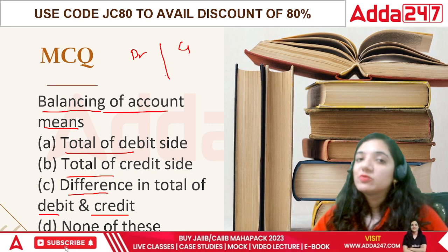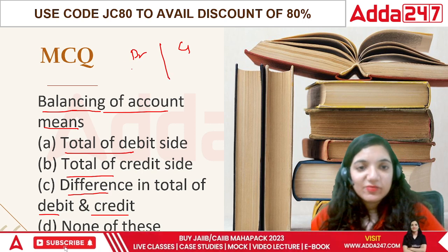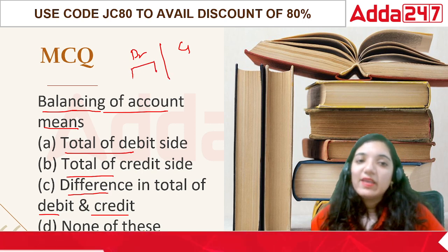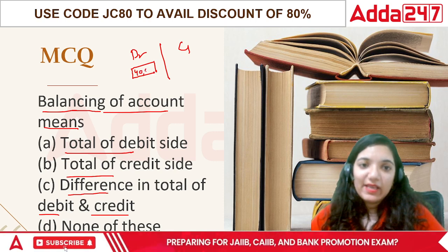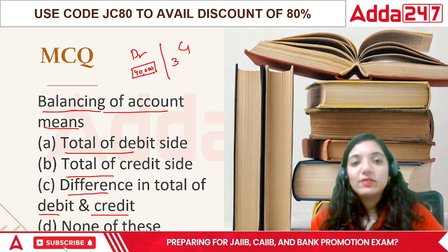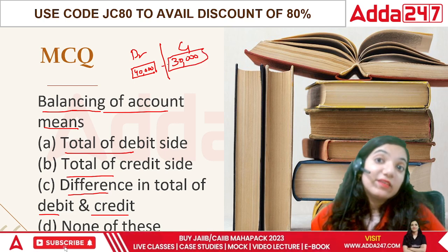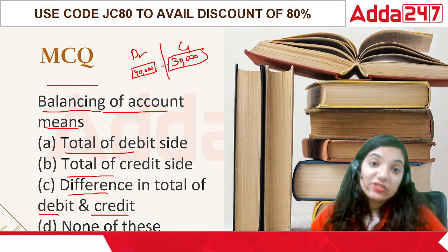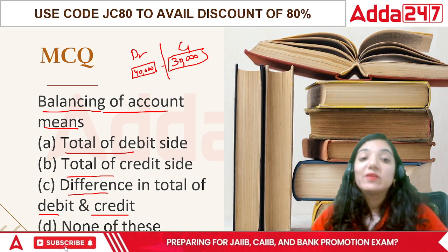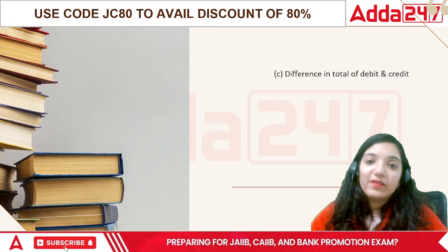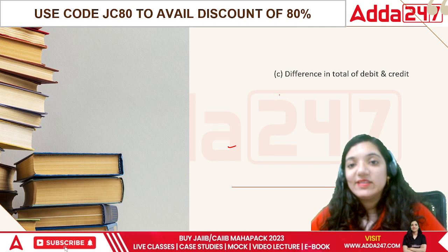We will be having two sides. That means in this case, when we record it, we have a value of 40,000 here and we have a value of 30,000 here. So what will we do? We'll do 40 minus 30, whatever we are left with, 10,000. So that is the difference between the debit and the credit side which we will record. So it is actually C.